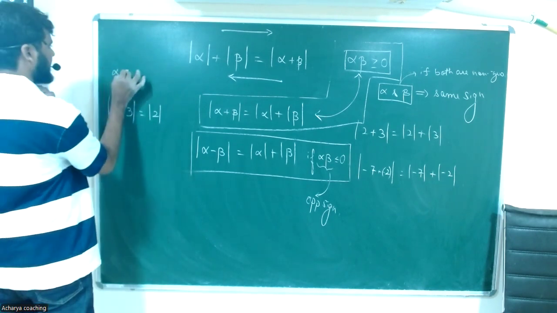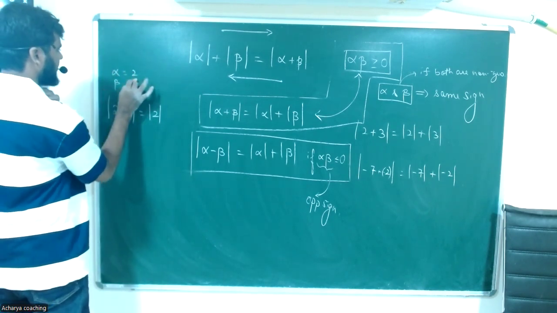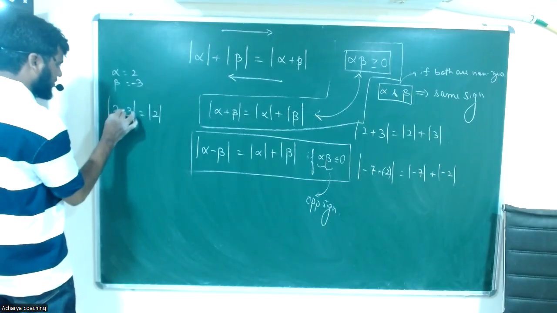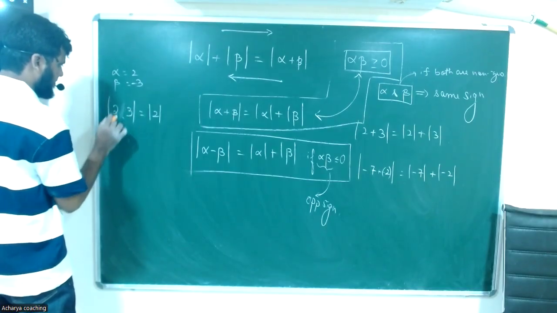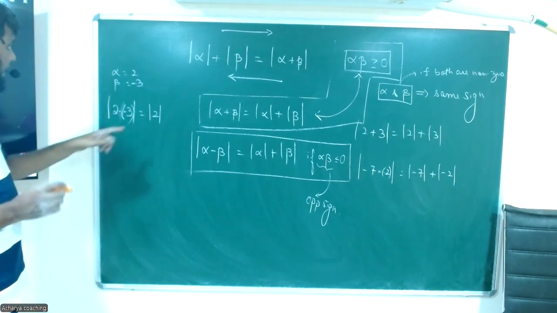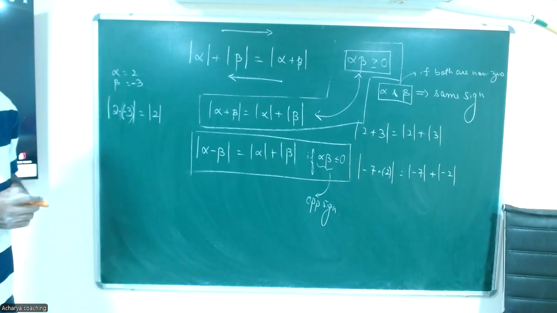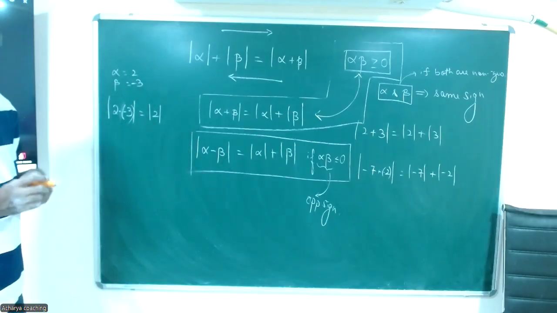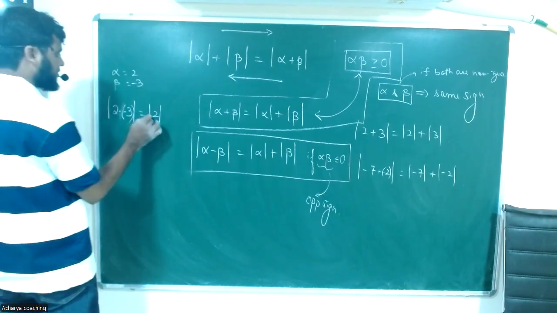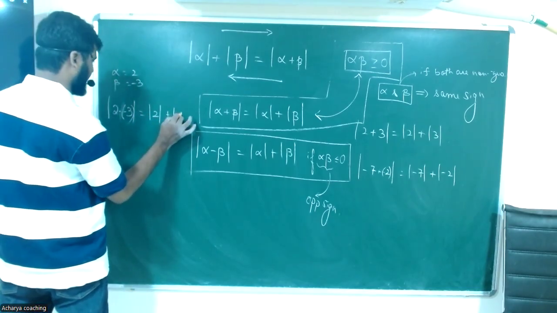Alpha value is 2 here. Beta value is 3. Beta value I will take as minus 3. So in that case, plus of minus 3. Clear? Alpha value I am taking as plus 2. Beta value I am taking as minus 3. Both are opposite sign or not? So this will be same as modulus of minus 2 plus modulus of minus 3.